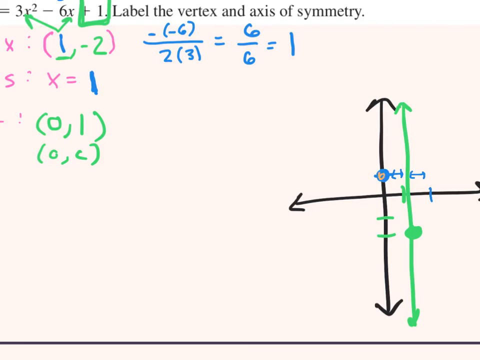So if this point here, our y-intercept, is 1 space away from our axis of symmetry, if we're 1 space away on our left side, we need to be 1 space away on our right side. So what is a point that could be the same height as our point on the left that's 1 space away from our axis of symmetry on the right?